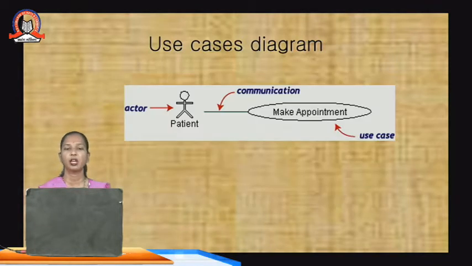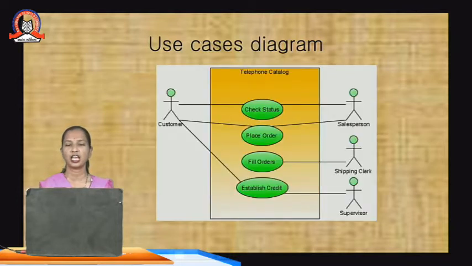Let's see the diagram. An actor is denoted with a stick figure. Here the patient is an actor, and he is taking an appointment in order to visit the doctor. In the second use case diagram, a customer is going to place the order. Before the customer places the order, he will check whether the product is available. After the product is available, he will place the order. The shipping clerk will fill the details. The salesman will accept the order, and once the order is placed, the payment can be done by the customer.